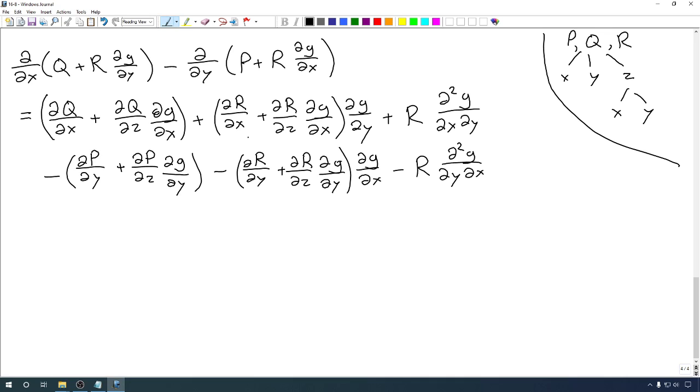One thing that you can notice is that here we have a derivative of r with respect to z times the derivative of g with respect to x and the derivative of g with respect to y. Whereas here we have the same derivative of r, and then we have, well, they're in a different order, but the same two derivatives of g with respect to x and y. But this time it has a minus sign. So actually, this term here and this term here cancel each other out.